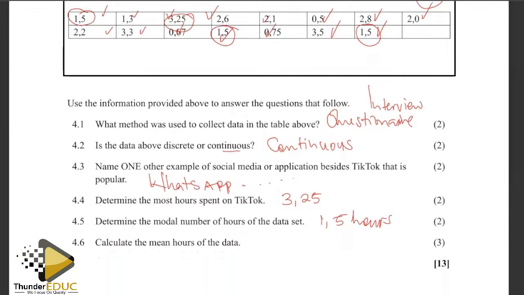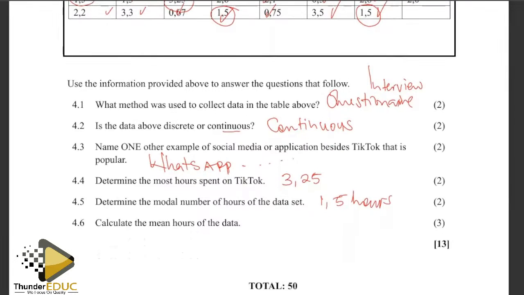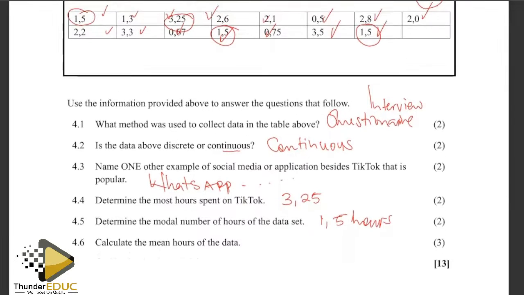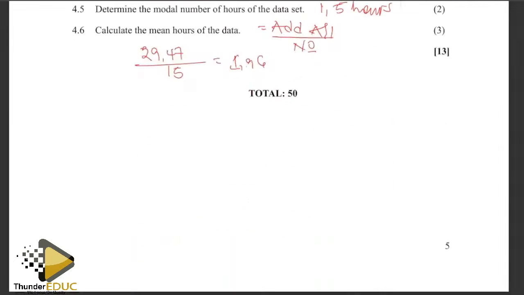Then question number 4.6. Calculate the mean of hours. Mean, what does it mean? We're going to add all and you divide by the number of items that you have added. So here we shall add everything. We end up having 29.47 divided by how many numbers have we added? 15. The answer becomes 1.96. And this brings us to the end of our suggested answers.